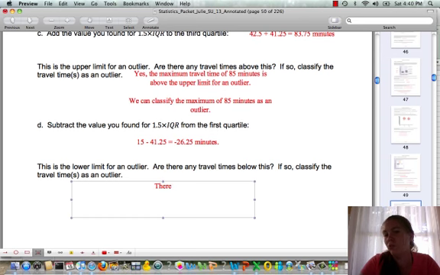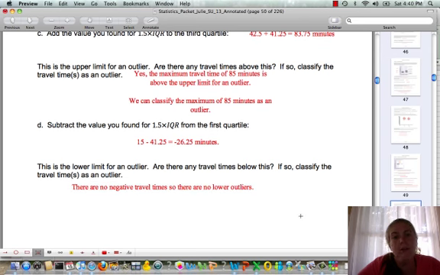There may be situations where negative makes sense, so we don't want to always rule it out, but often a negative lower bound wouldn't make sense. Okay, so we'll say here there are no negative travel times, so there are no lower outliers.